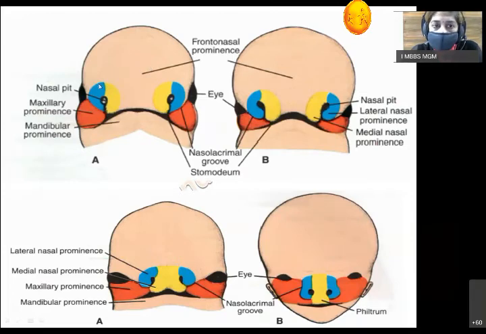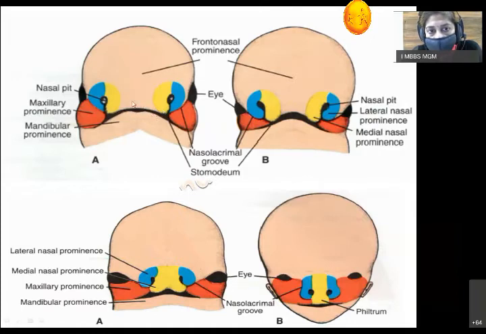See the first figure A. See the frontonasal process where you get the nasal placodes. These nasal placodes sink in the center, forming the nasal pit. Because of this nasal pit, we get the yellow color, that is the medial nasal process, and the blue color, that is the lateral nasal process. These nasal pits are connecting with the stomatodeum.